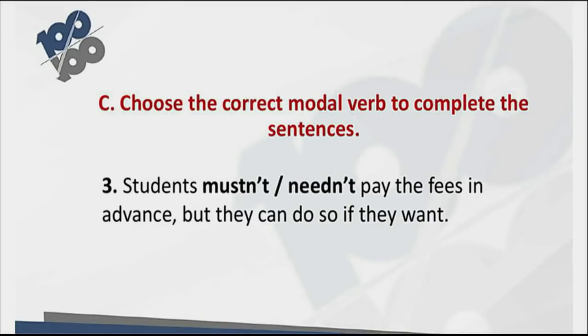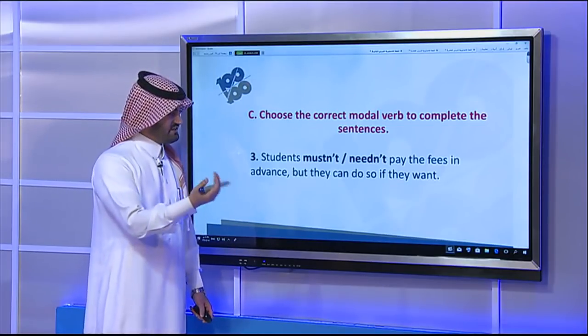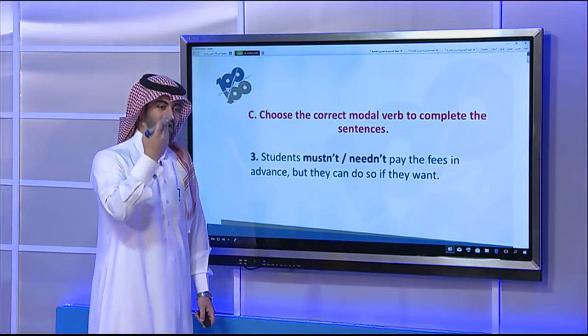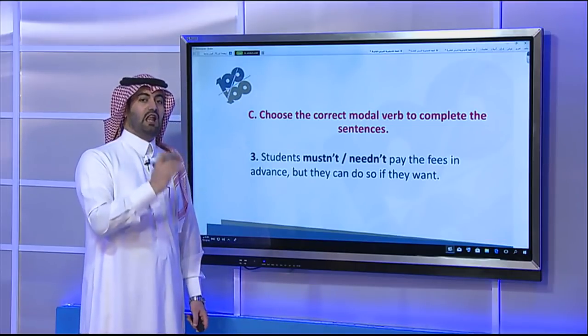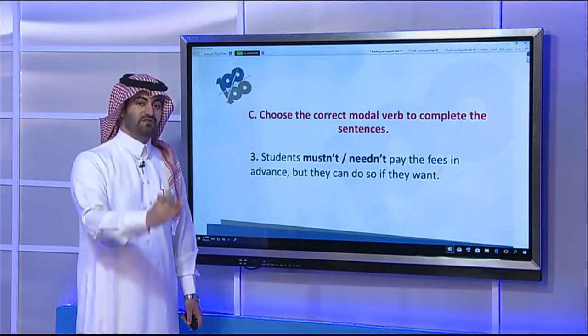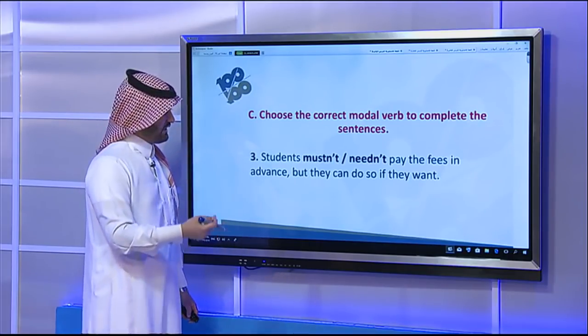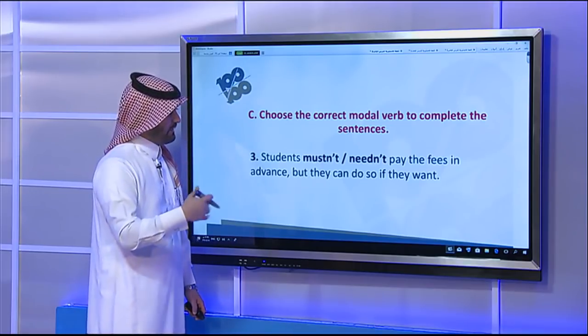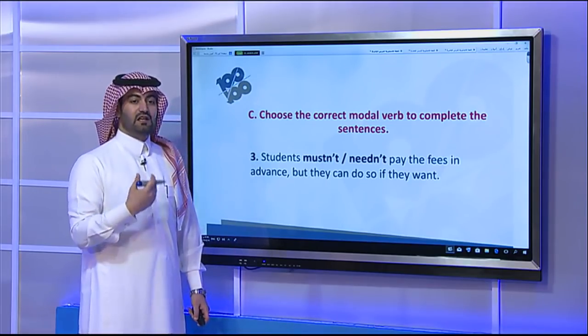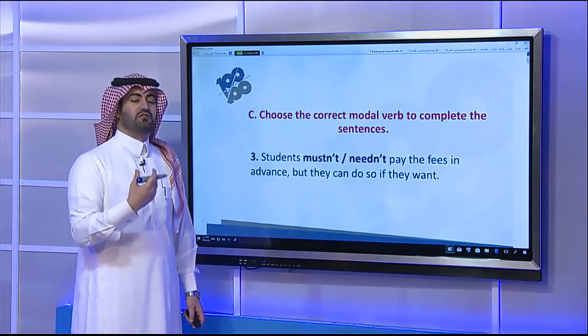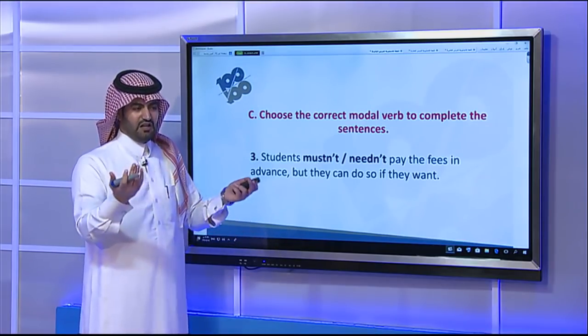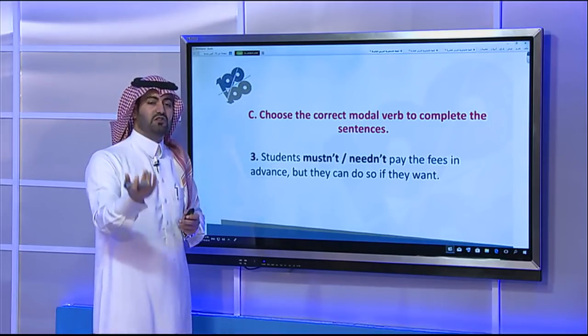Students mustn't, needn't pay the fees in advance, but they can do so if they want. I have two modal verbs here. Okay, mustn't, needn't. What is the difference? Mustn't, as we said, when I say you mustn't do something, you are not allowed to do it. You are prohibited. You mustn't park here. If you park here, you will get a fine, a ticket. You are not allowed. Okay. But needn't expresses the absence of necessity. You needn't. غياب الحاجة مو بلازم. Okay. Or absence of obligation.